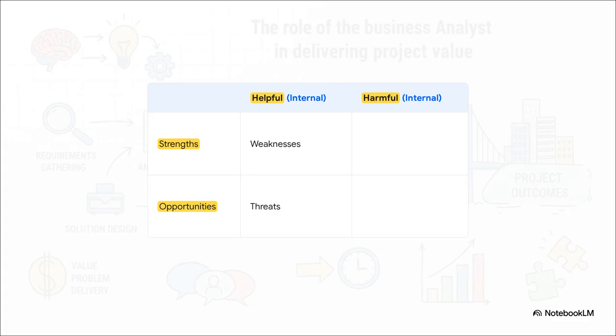Next up, something called a SWOT analysis. This simple little box is so powerful for seeing the bigger picture. It forces you to look at your internal strengths and weaknesses, but also to look outside at the external opportunities and threats. It's how you can spot a huge opportunity or a major problem coming your way before it's too late.